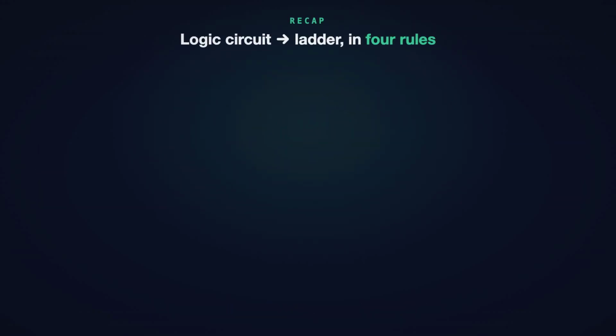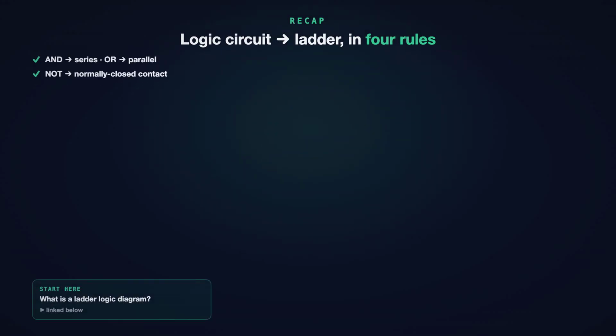That is how you convert a logic circuit to ladder. 4 rules in a recipe. AND is series, OR is parallel, NOT as normally closed. The output is the coil. Write the Boolean, then read it onto the rung.